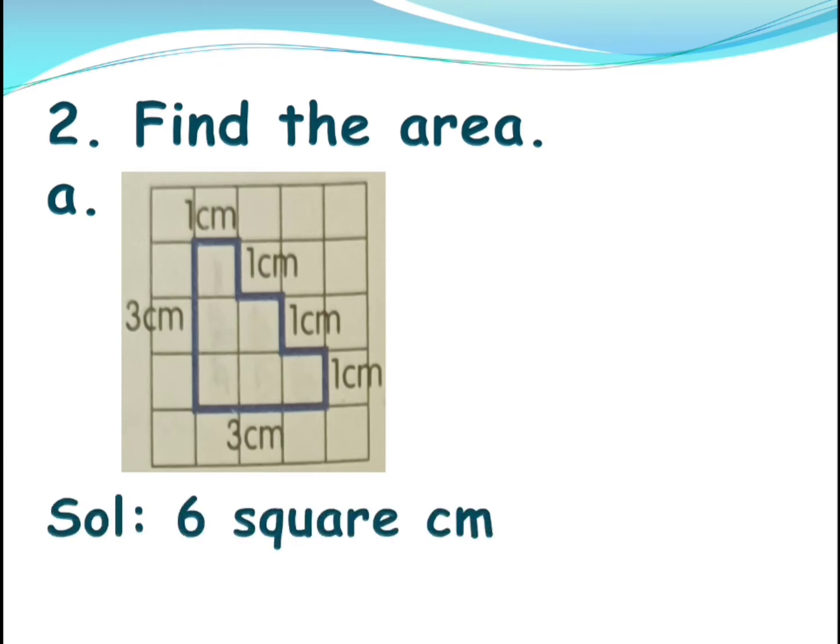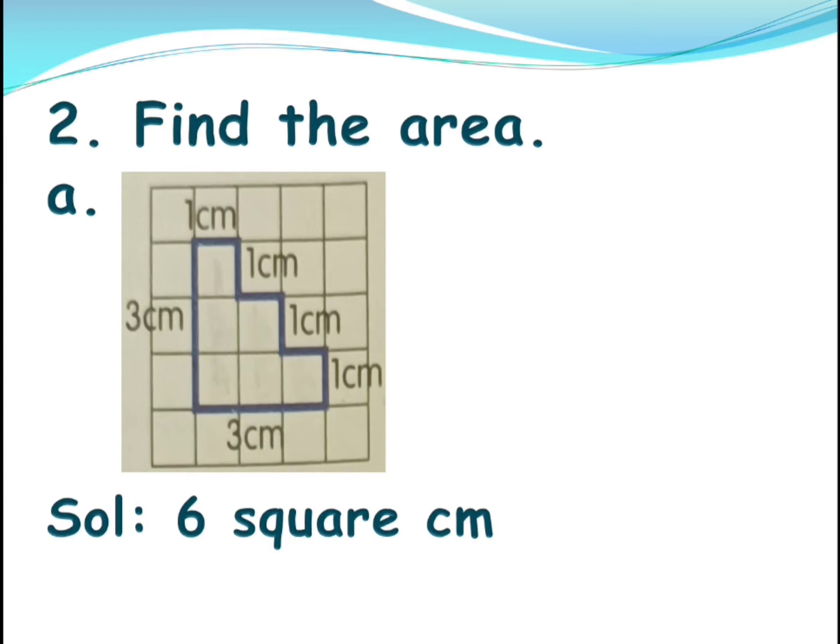Okay. Square centimeters are the units of area. Like for length, you have centimeters, meters, kilometers, isn't it, children? And for perimeter also, you have centimeters, meters, kilometers. And for area also, you have centimeters, meters and kilometers, but you have to mention square centimeter. Okay, square meters, square kilometers. Okay, children. So for this, the area is 6 square centimeters.